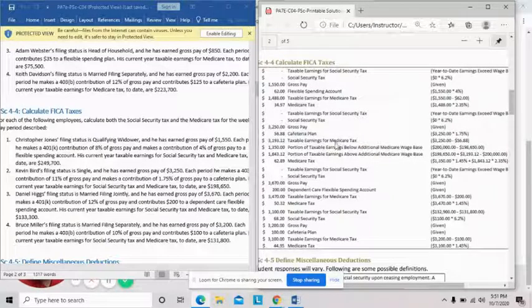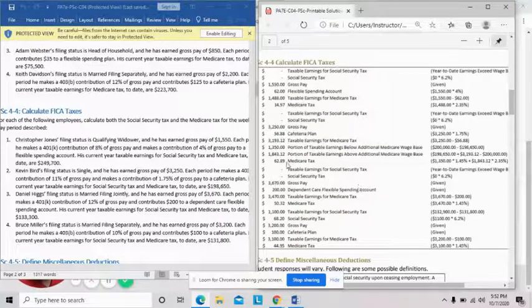Then we need to find the portion of taxable earnings below the additional Medicare wage base. Subtract those two numbers, $200,000 minus the given amount of $198,650, you see here, current taxable year earnings. To find the portion of taxable earnings above the additional Medicare wage base, take $198,650, add the $3,193, which is the taxable earnings for Medicare tax. Then we subtract $200,000.